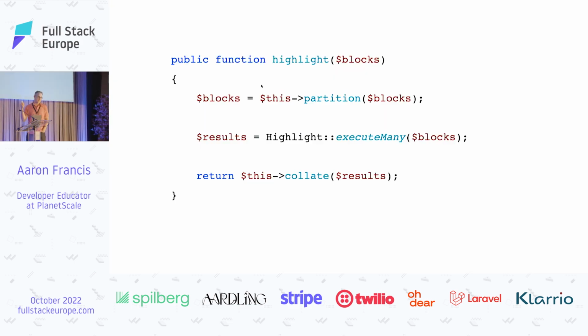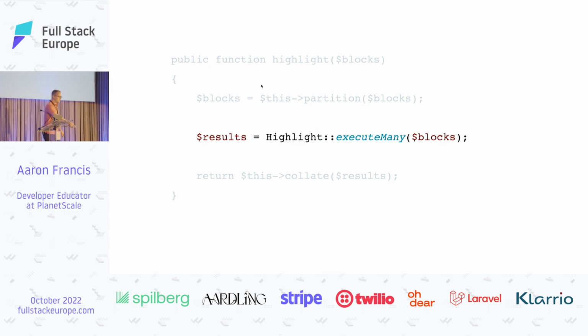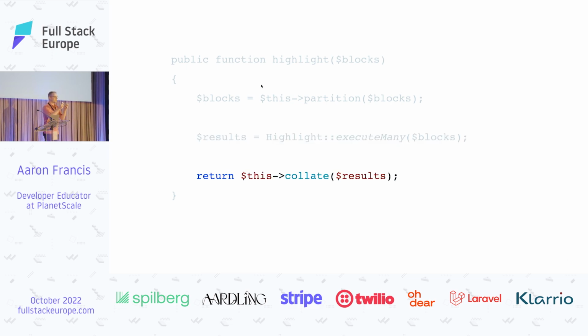So now I have this endpoint. This is in my Laravel application. I have this endpoint that does the highlighting. The first thing that happens is this partition call. And so I take all of those code blocks, split them up by length, and then kind of put them together into reasonable units. And then I use Sidecar's execute many to fan those out to lambdas so that if somebody sends me 100 code blocks, I may have 50 lambdas running, each one doing 2. And then I get all the results back, collate them, and send them back to the user.